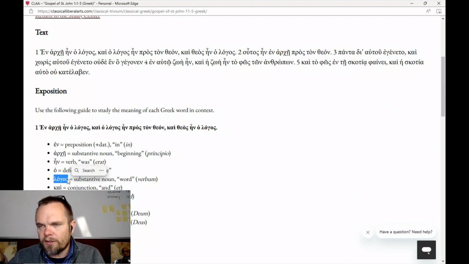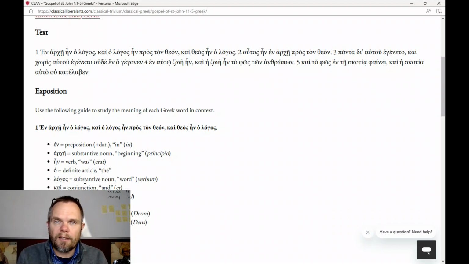But logos is translated word, but don't think of that in a simple way as like a word on a page. There's a lot more meaning packed into that word logos, which is unfolded philosophically, and which is what St. John is doing here in this opening passage. So we have en arche ein ho logos. In the beginning was the Word.